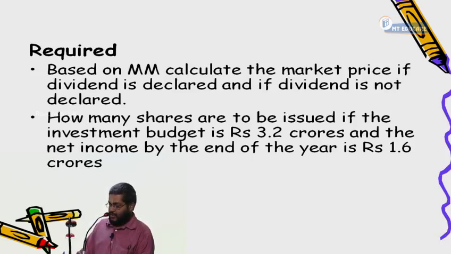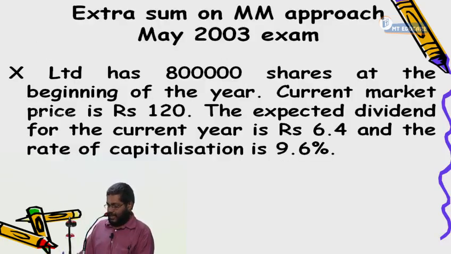D is what? 0, divided by 1 point... What is the discount rate given here? 9.6%, that is 0.096. 120 is equal to P1 plus 0 by 1.096. Can I rearrange and tell me P1 is equal to 120 into 1.096. How much is it? 131.52 is the share price expected at the year end if the dividend is not declared.